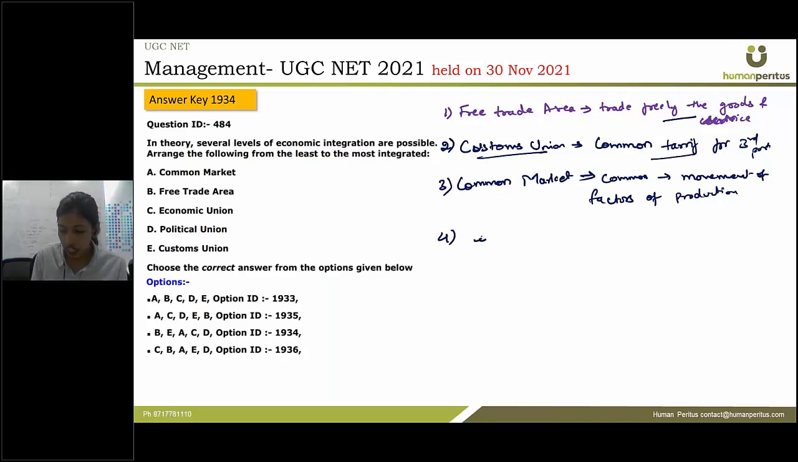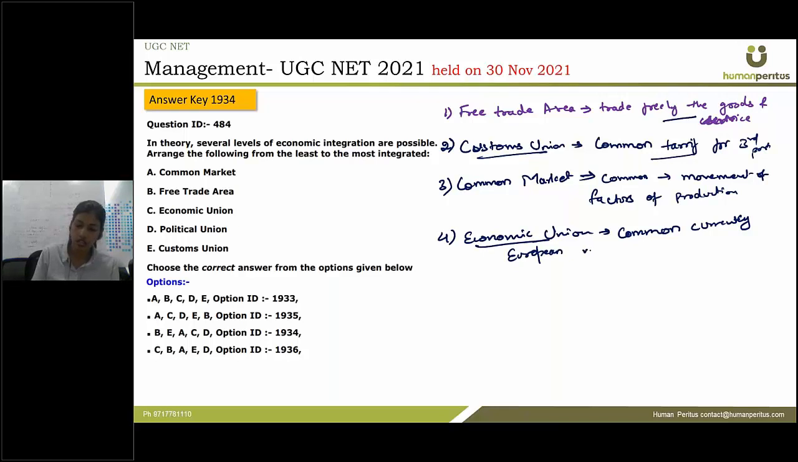Then there is economic union. Economic union is when you have a common currency. When the countries that have entered in the agreement or in the integration of their economies also accept a common currency, like in the European Union. That is the most common example. That is the example for the economic union. The European Union has a common currency, that is the euro. Each of the countries that are part of the European Union trade in that currency only.